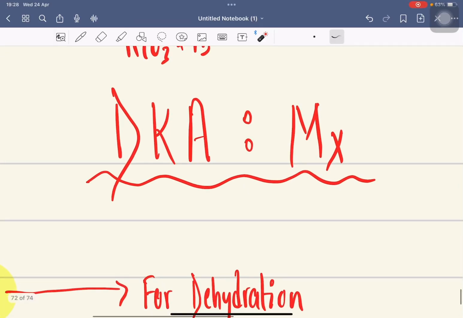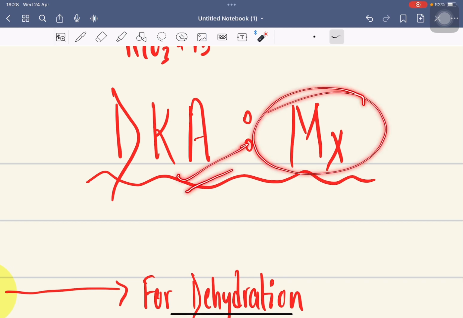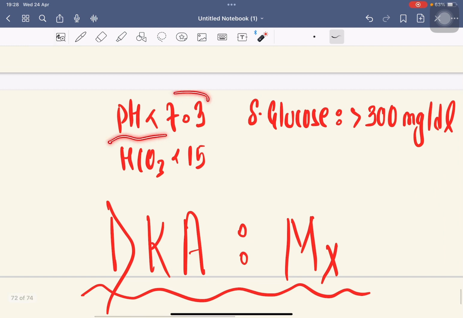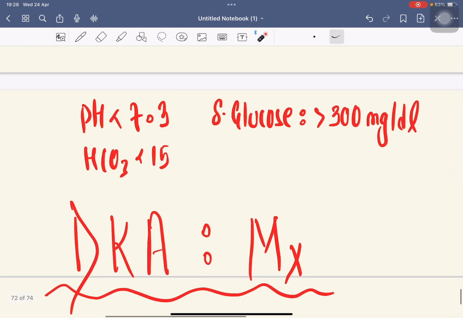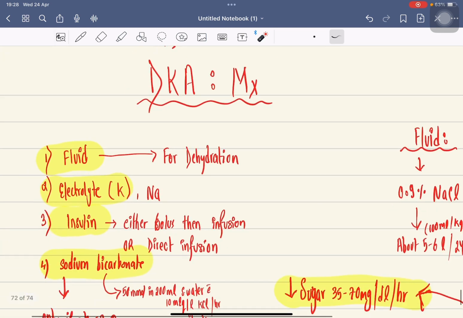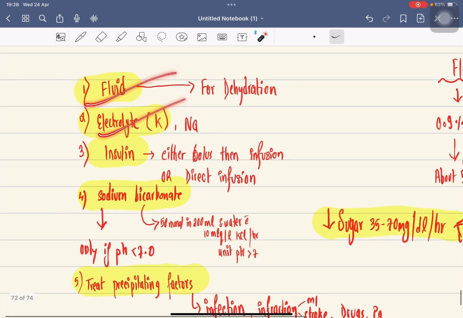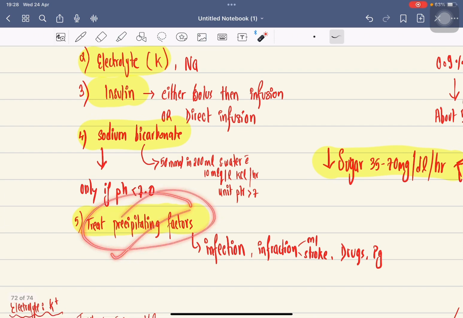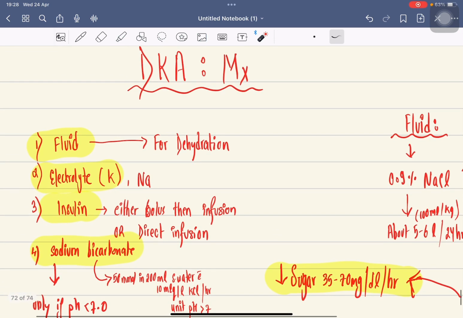Hello everyone, let us discuss DKA, diabetic ketoacidosis. We will discuss the management of diabetic ketoacidosis. Biochemically, when pH is less than 7.3, bicarbonate less than 15, and serum glucose more than 300 mg per deciliter, we call it DKA. Regarding the management, we have fluid, electrolyte, insulin, sodium bicarb, and precipitating factors. Let's discuss one by one.